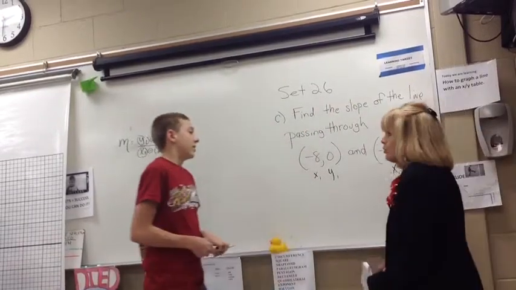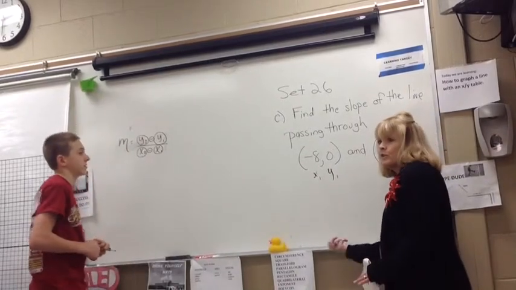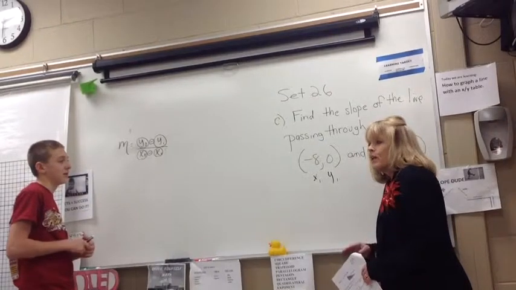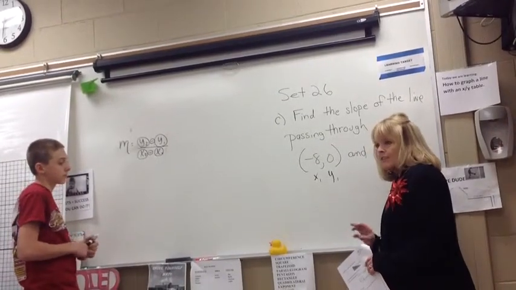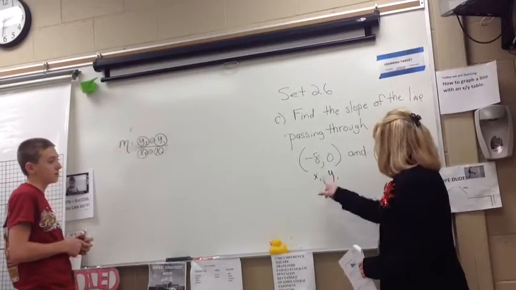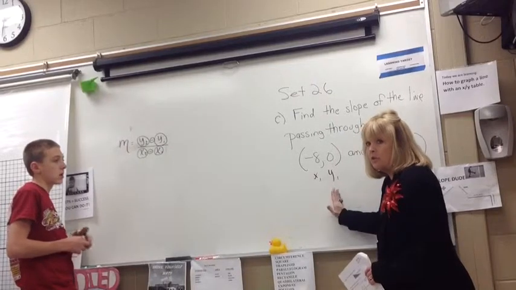Now, that's a lot to remember. Where do I put the x's? Where do I put the 1s? Where do I put the 2s? Which one do I put first, the x or the y? So here's how you remember it. At the end of the alphabet, what are the last 3 letters? X, Y, Z. X comes first, then Y. So always put your x first and then your y, alphabetical.